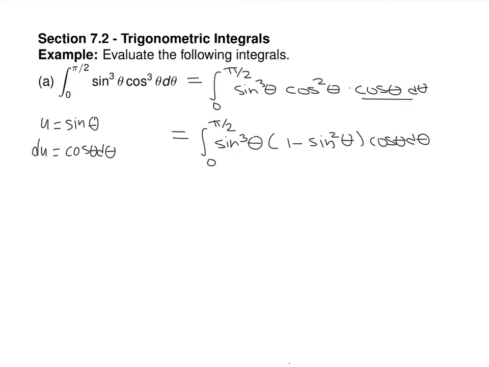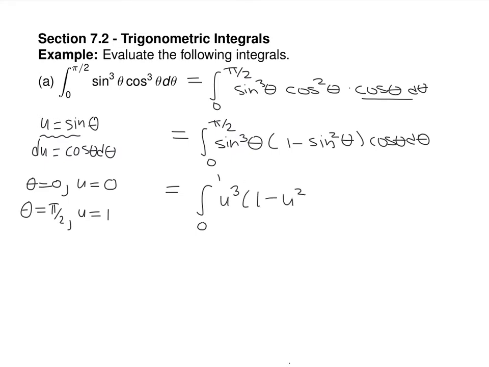The lower bound tells you that theta is equal to 0, and using this substitution, if theta is 0, u is sine of 0, or 0, and if theta is pi halves, u is sine of pi halves, which is 1. So what that tells you is that the area under that complicated sine curve between 0 and pi halves is the same as the area from 0 to 1 underneath the curve u cubed times 1 minus u squared. It just gives you a different way to find that area.